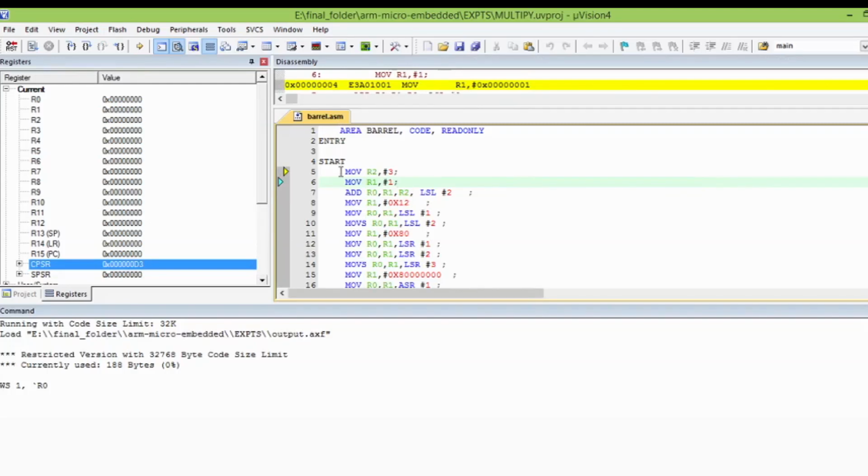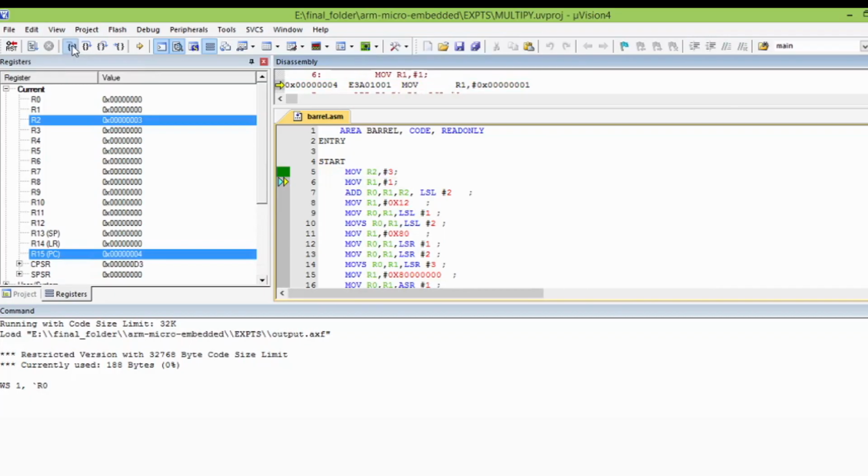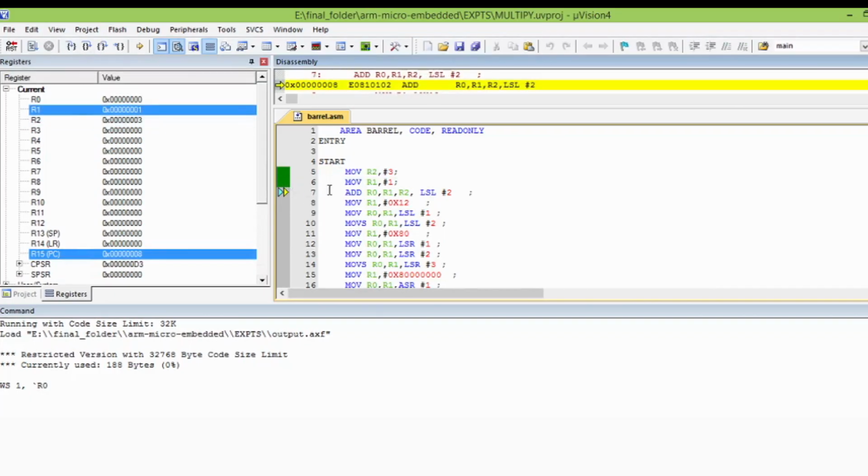Let's just go to our actual instruction. We have taken values for R2 and R1 as 3 and 1 respectively. Let us load those values now. So this first instruction is supposed to left shift the R2 value by 2-bit position, and that content should be added with R1 and the result should be stored in R0.